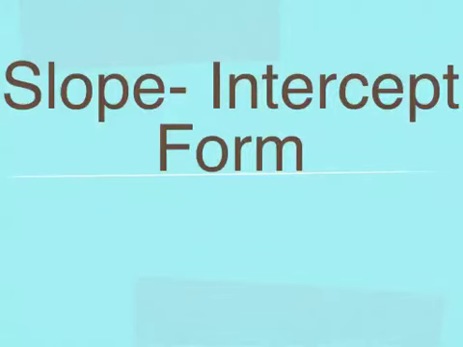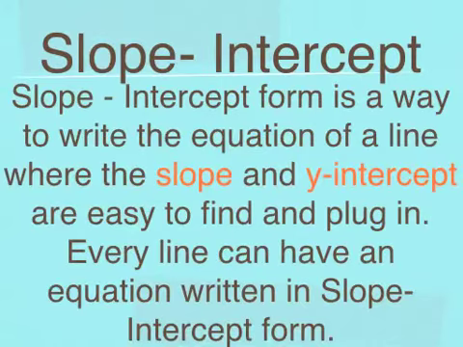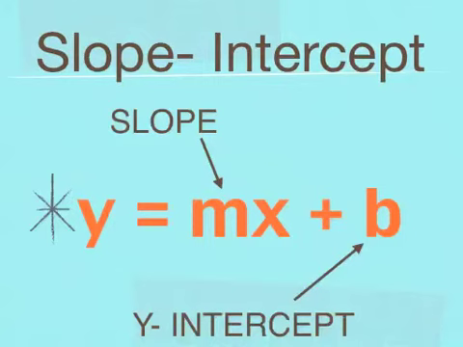Slope-intercept form. Slope-intercept form is a way to write an equation of a line where the slope and the y-intercept are easy to find and plug in. Every line can have an equation written in slope-intercept form. Slope-intercept form is y equals mx plus b.